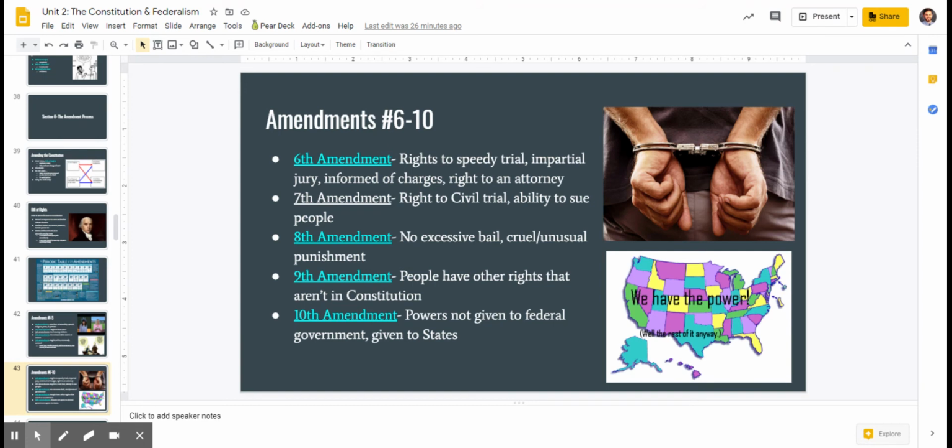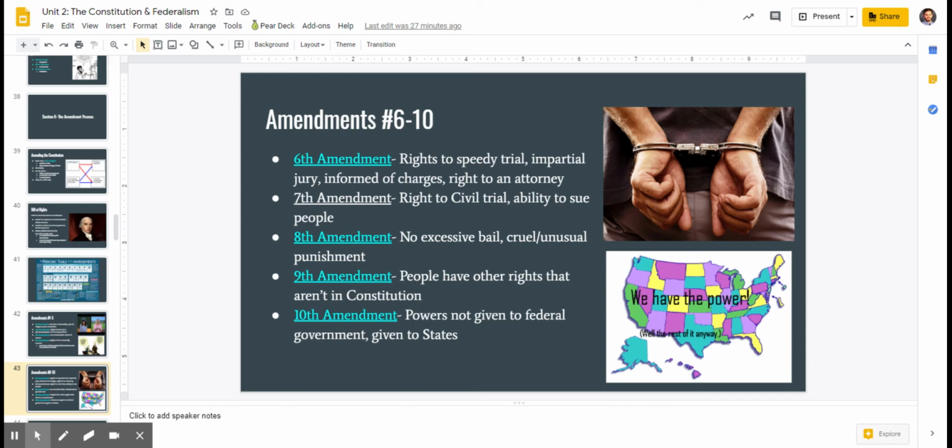Amendment 6. If you notice, we've gone from search and seizure to you've been accused of a crime. Now you're on trial, right? You have the right to a speedy trial in the Sixth Amendment. Can't languish in jail. Right to an impartial jury. If there is an overt bias in the area, and you have a strong reputation, they may move the trial so you can get an impartial jury. You have to be informed of your charges, why you are being charged for the crime, and you have the right to an attorney, right? So the right to an attorney is deemed essential in our form of government.